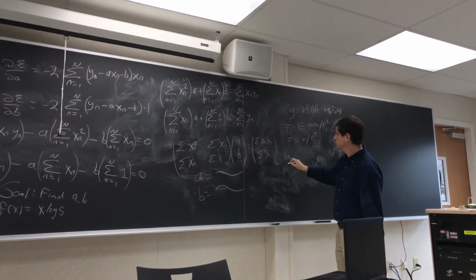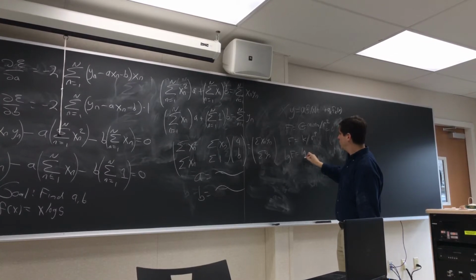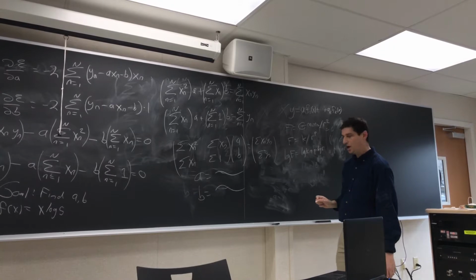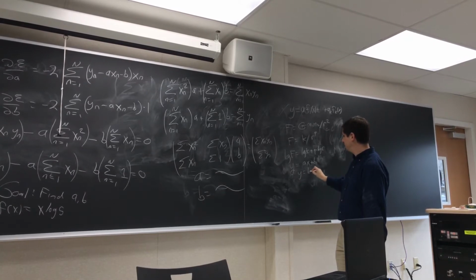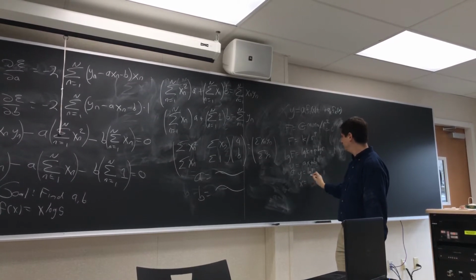If I take the logs, I get the log of f is the log of k plus p log r. Oh, so this is the same as y equals ax plus b, where now the role of y will be played by the log of f, the role of x will be played by the log of r, the role of a will be played by p, and the role of b will be played by the log of k.